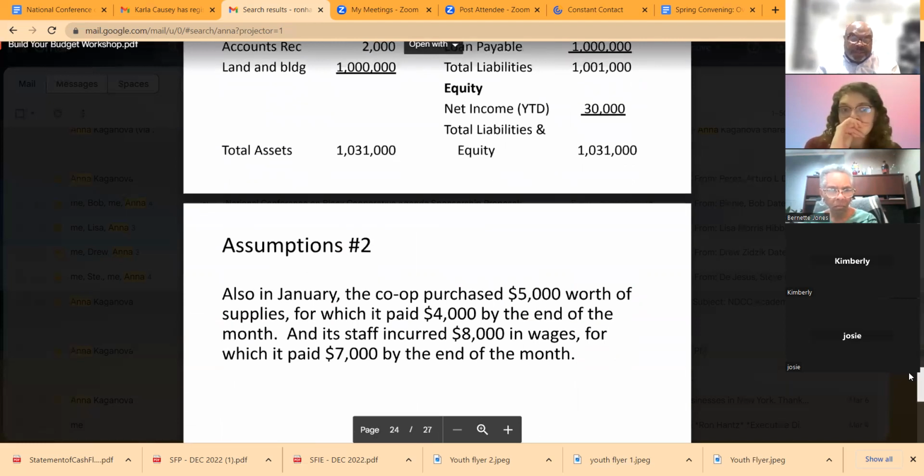Assumption 2, also in January, the co-op purchased $5,000 worth of supplies, of which it paid $4,000 by the end of the month, and the staff incurred $8,000 in wages, for which it paid $7,000 by the end of the month.